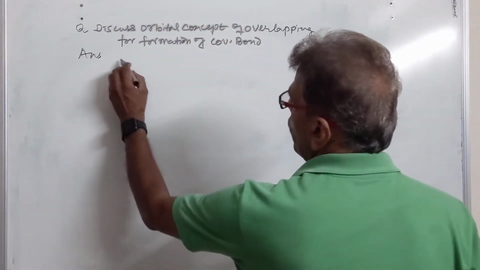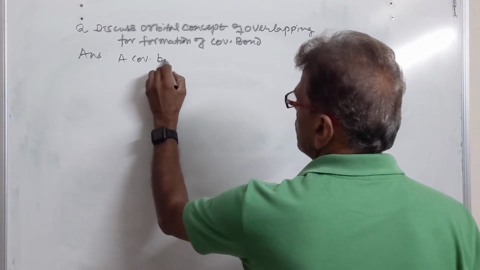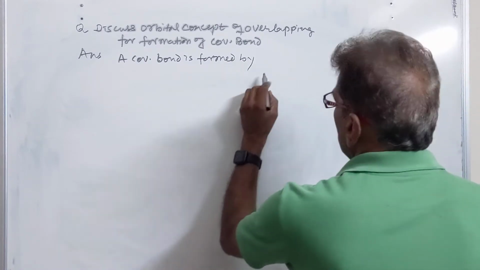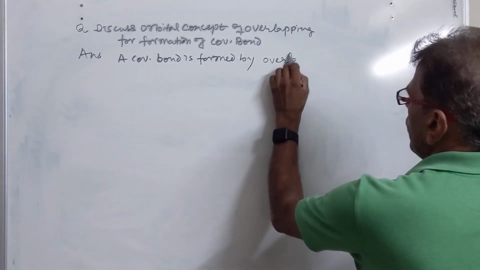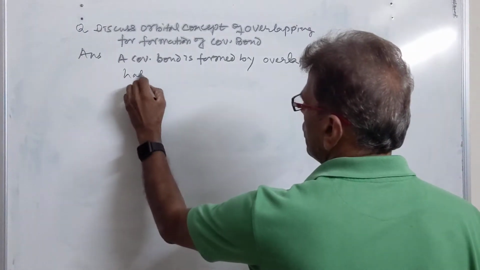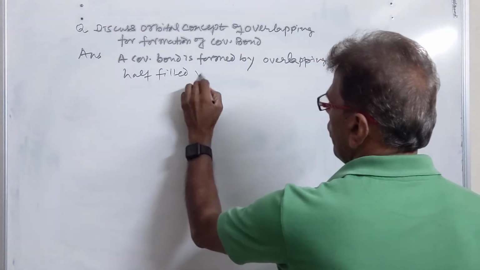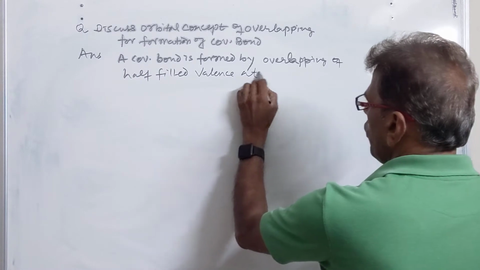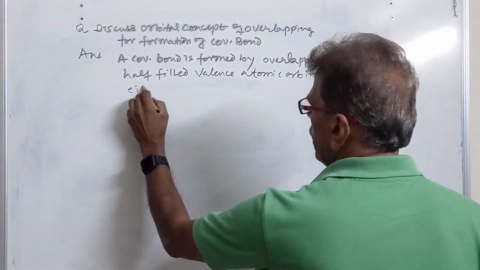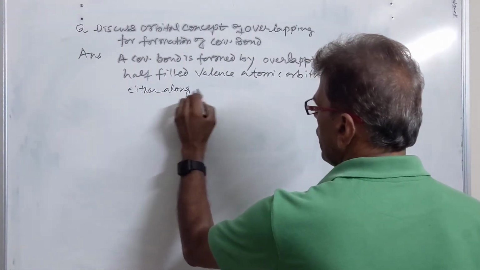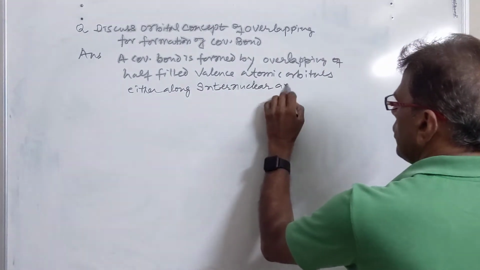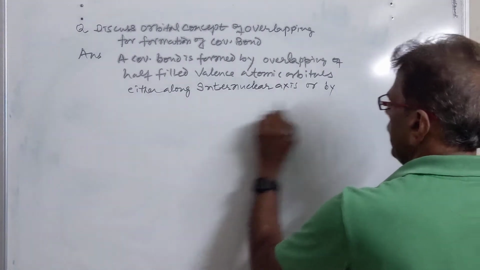So a covalent bond is formed by overlapping of half-filled valence atomic orbitals either along the internuclear axis or by sideways overlap.